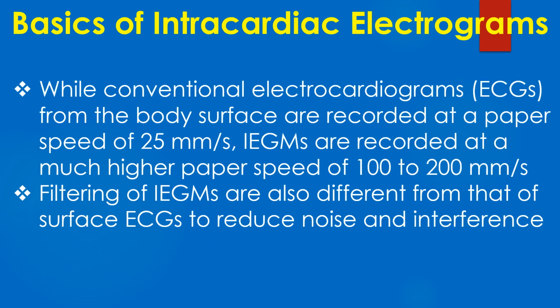While conventional electrocardiograms from the body surface are recorded at a paper speed of 25 mm per second, intracardiac electrograms are recorded at a much higher paper speed of 100 to 200 mm per second. Filtering of intracardiac electrograms is also different from that of surface ECGs to reduce noise and interference.